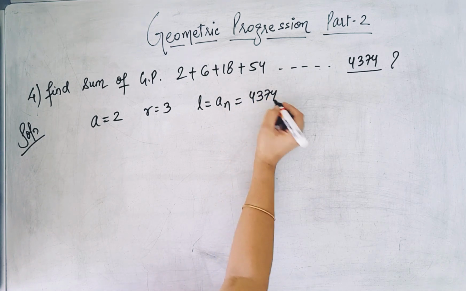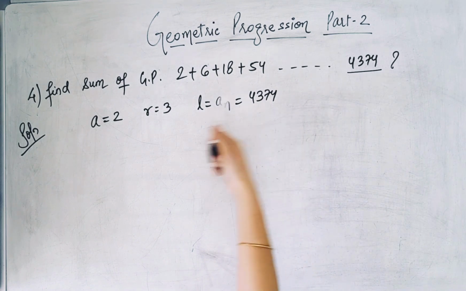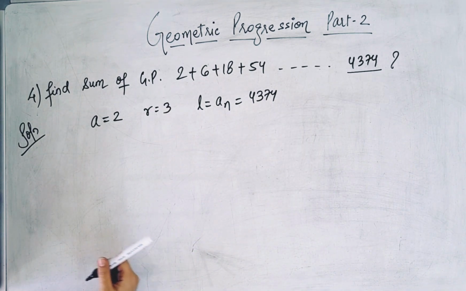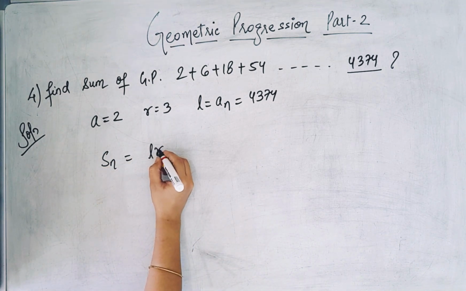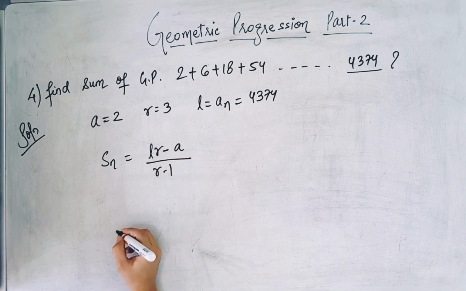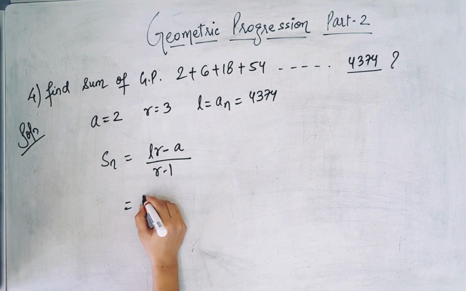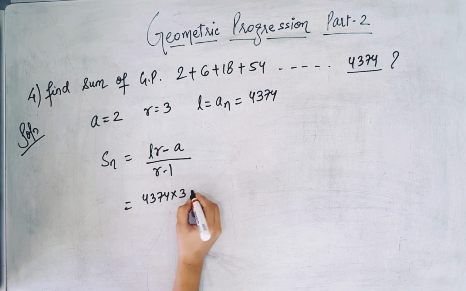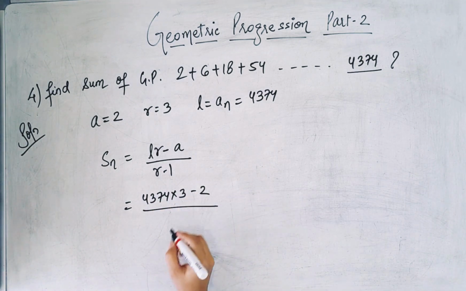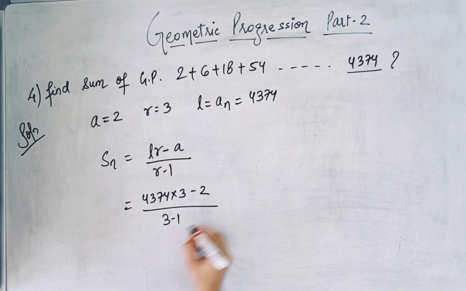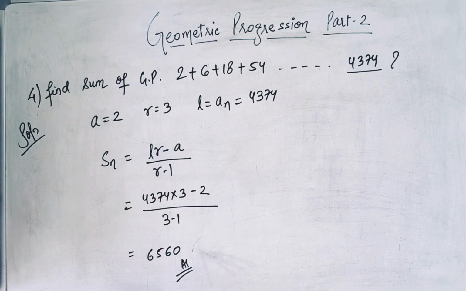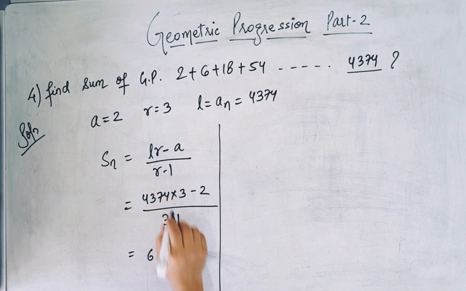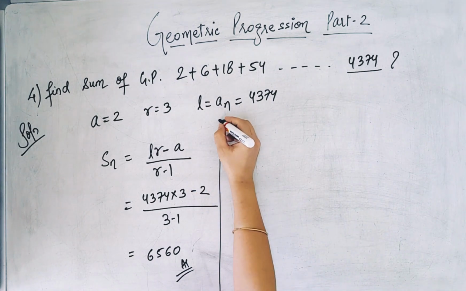This is 4374. Now we have seen, if the last term and first term are given in the question and they ask the sum of the series, sum of the GP, then we have to apply the formula (LR minus A) upon R minus 1. So Sn we have to calculate. This will be (4374 into 3 minus 2) upon 3 minus 1. So here when we solve it, we'll get 6560. So this is the method in which we can directly apply the formula when the first and last term are given.